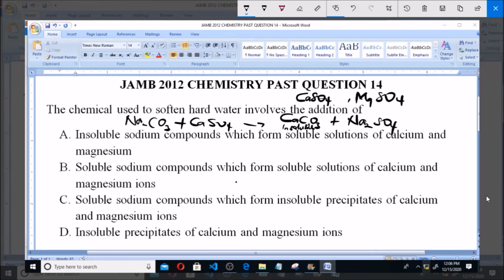So the removal of hardness, or the softening of hard water, involves the use of a soluble sodium compound like sodium trioxocarbonate(IV), which forms insoluble precipitates of calcium and magnesium ions. So the answer to this question is option C.